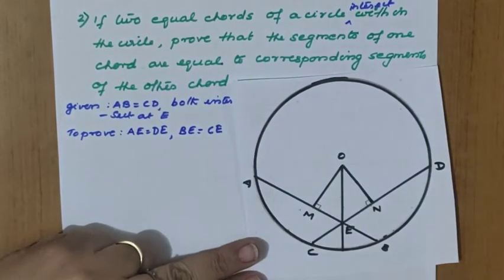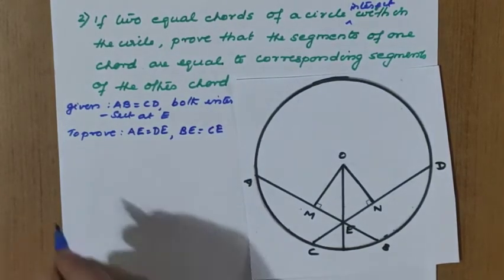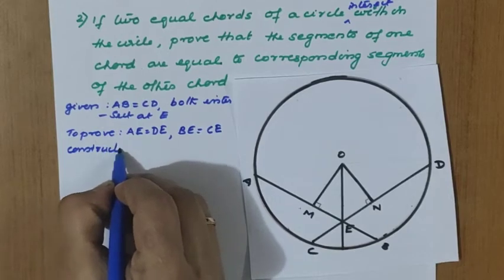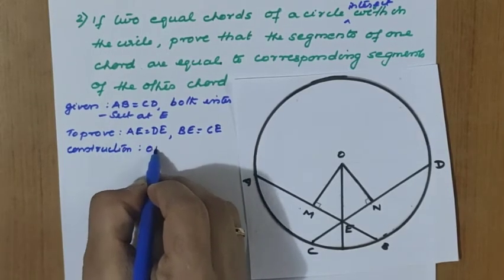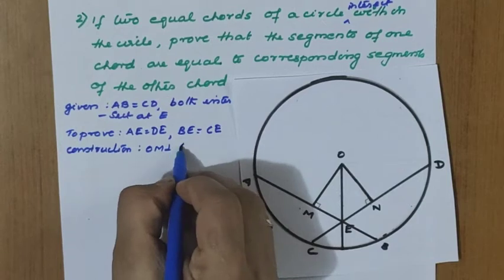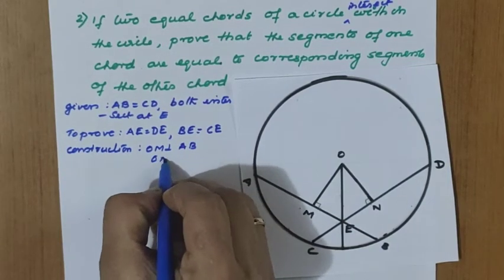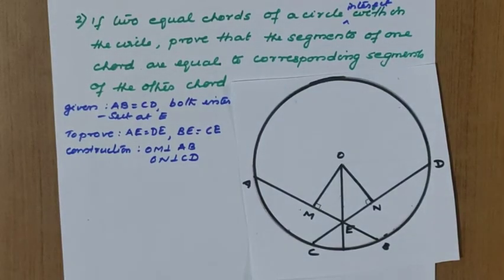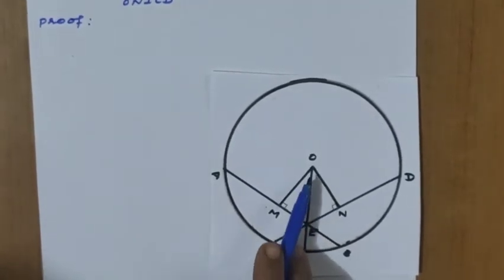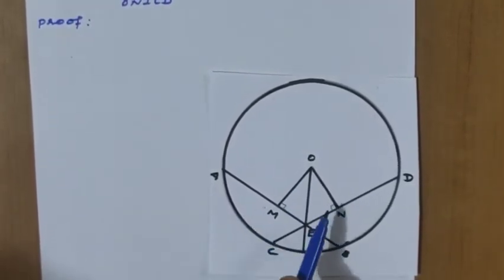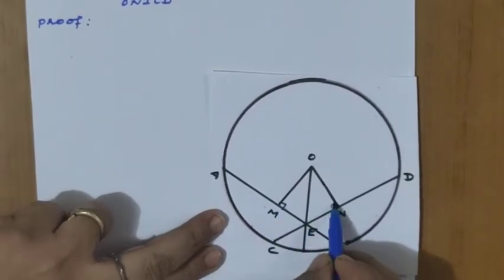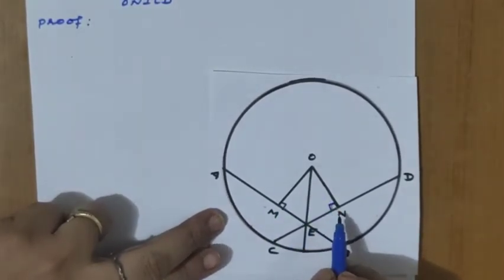Okay. So how to prove this one means constructions again required. So the same rule we have to take here also. What is that one? Draw OM perpendicular to AB and ON perpendicular to CD. Now we can do the proof. So by construction we know that OM perpendicular to AB, ON perpendicular to CD. So I can mark here perpendicular sign also because we already completed that diagram.